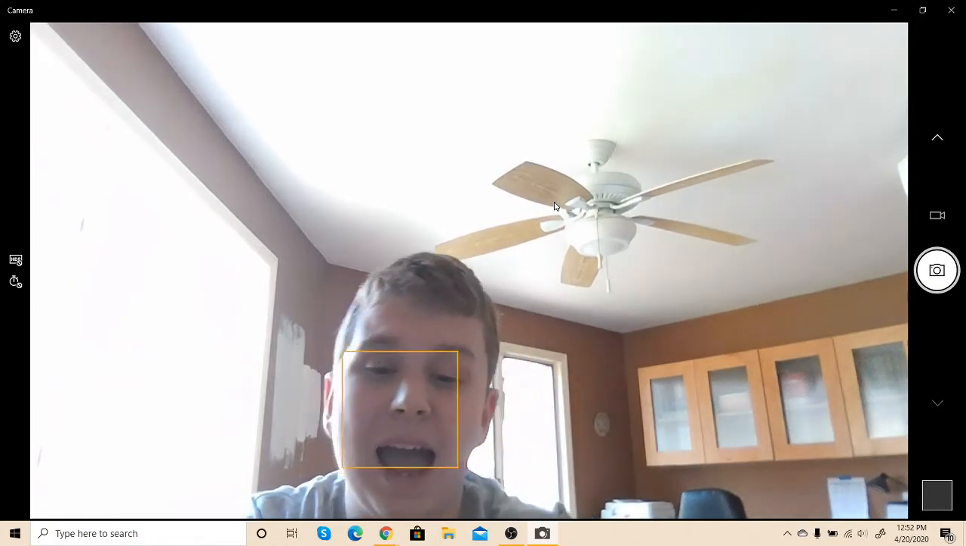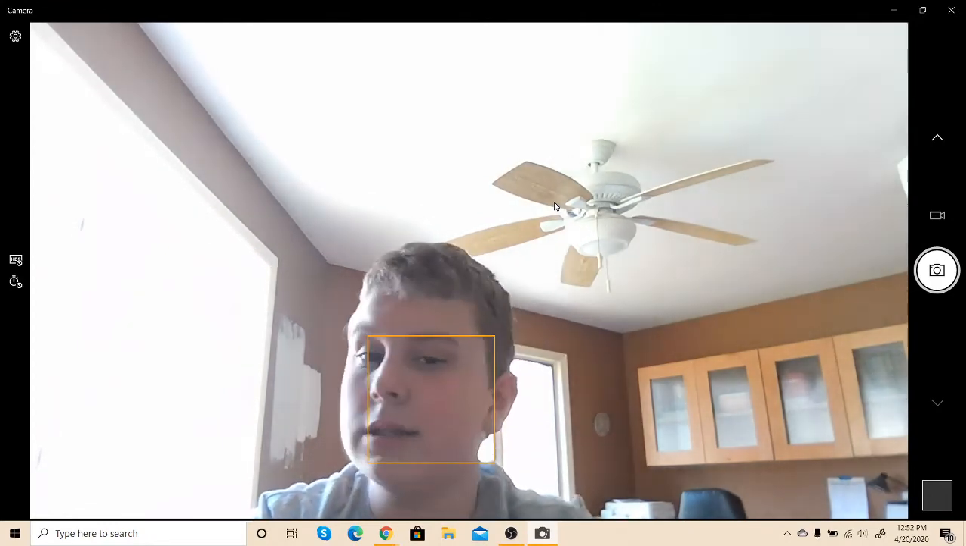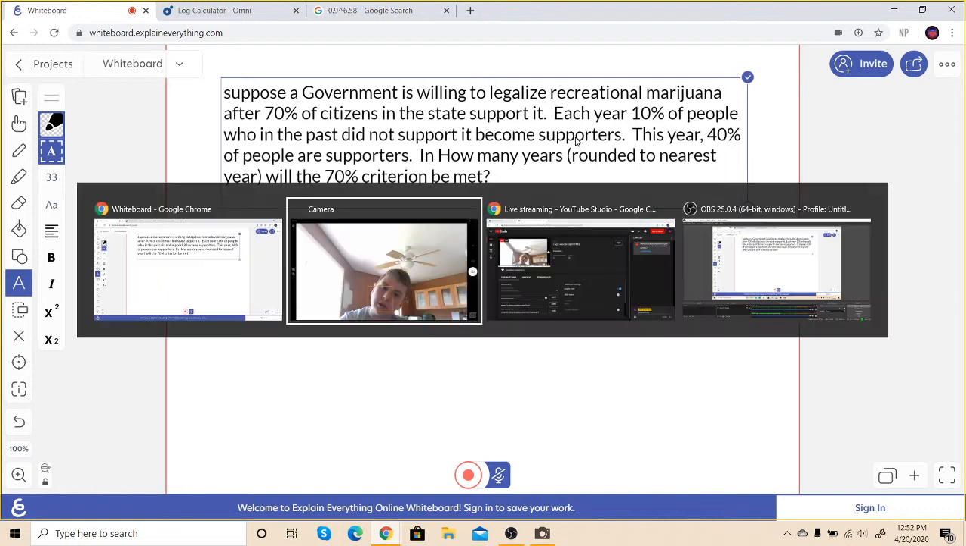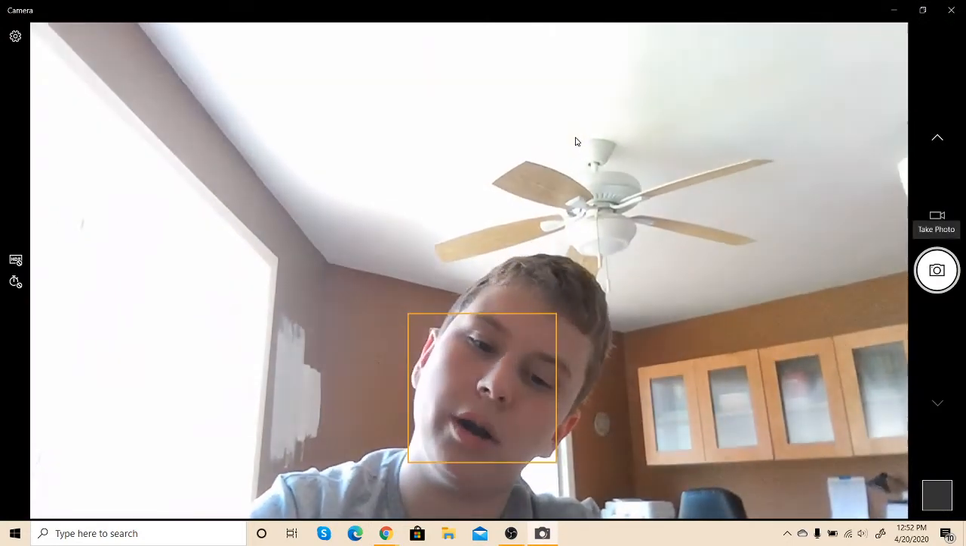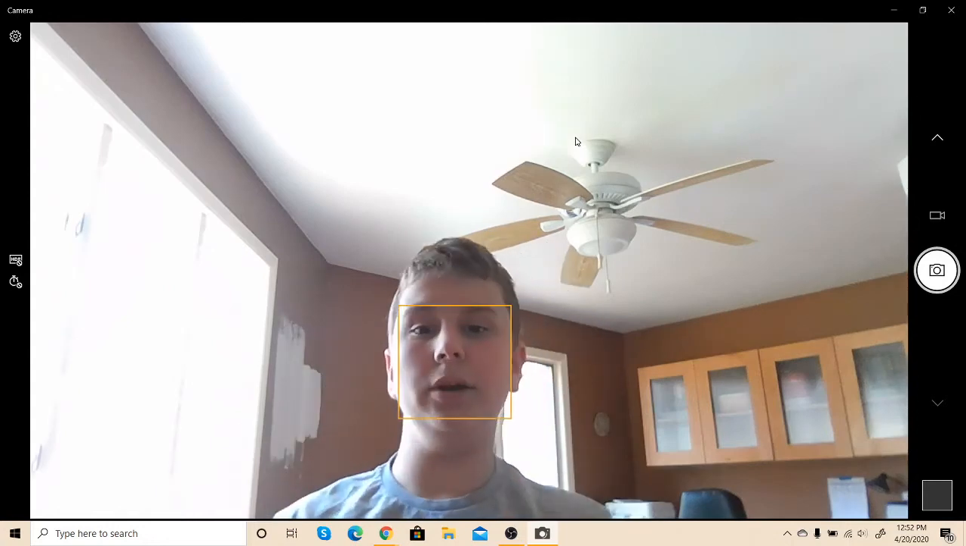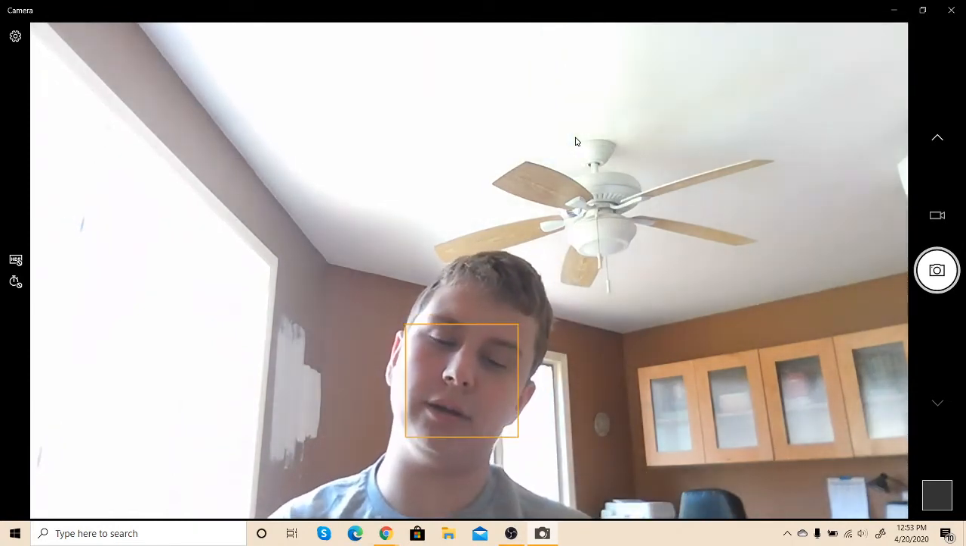We are kind of exponential themed today, and let's get straight into it. Suppose the government is willing to legalize recreational marijuana after 70% of its citizens in the state support it. Each year, 10% of people who in the past did not support it become supporters. So basically, if 60% of the population support marijuana, 40% don't. And each year, the 40% will then turn into 36%, because that's kind of how that works.